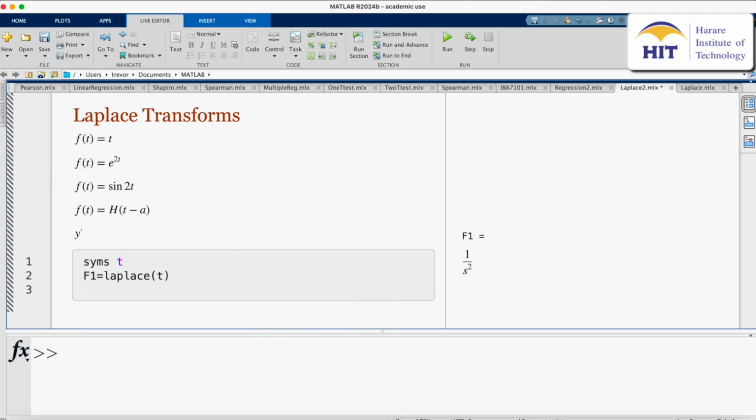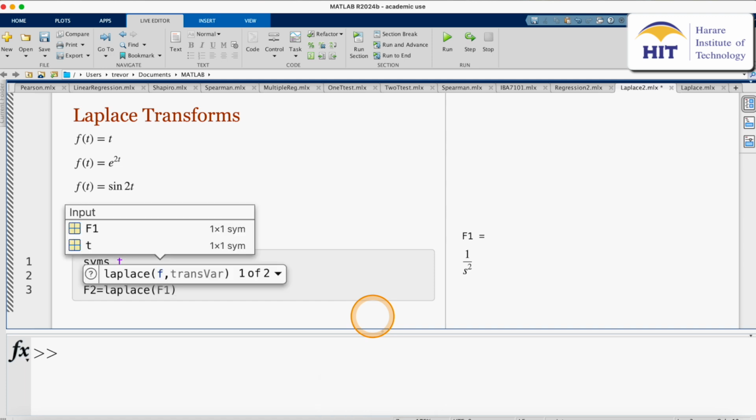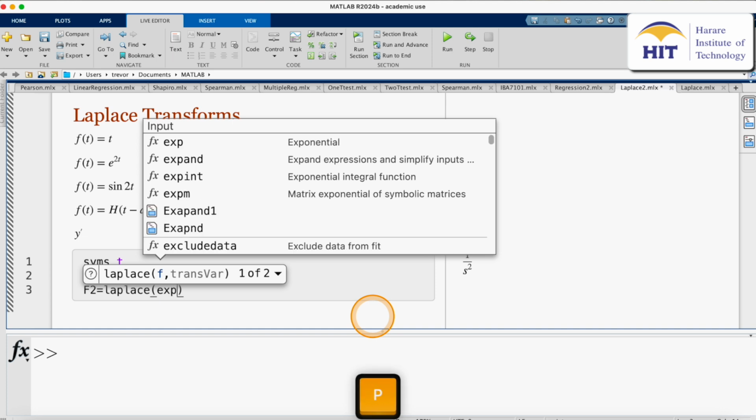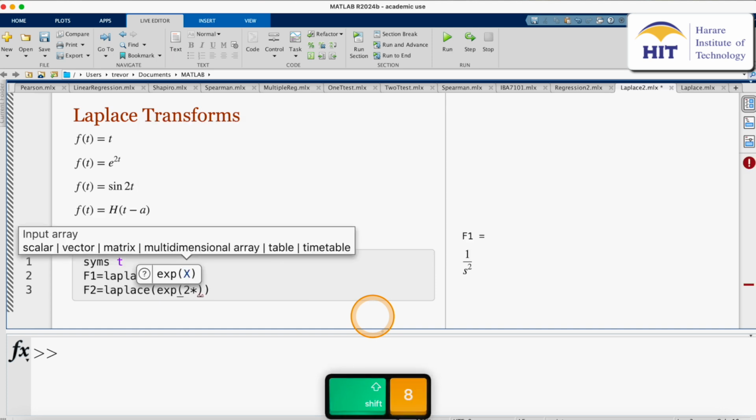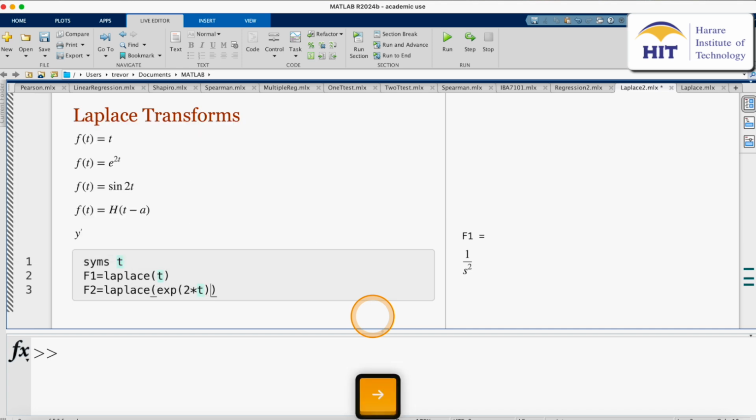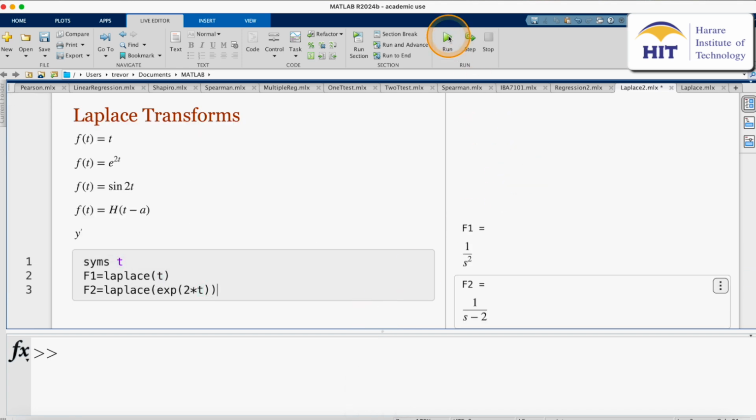I now move on to the second question, the Laplace transform of exponent of 2t. I'll call this one f2 is equal to laplace, open parenthesis. Then this is the Laplace transform of exponent of 2t, so it's exp, then open parenthesis, 2 multiplied by t. Then I go on and run. And we have the Laplace transform of exponent of 2t is 1 divided by s minus 2.